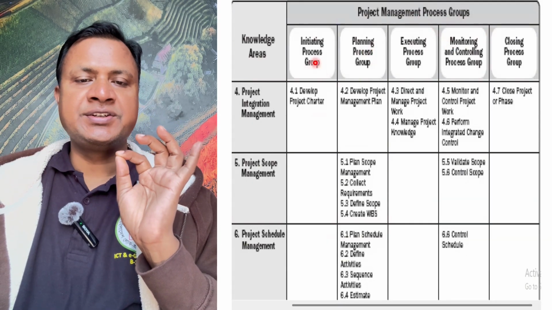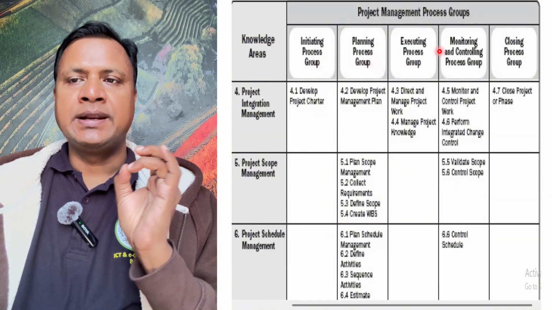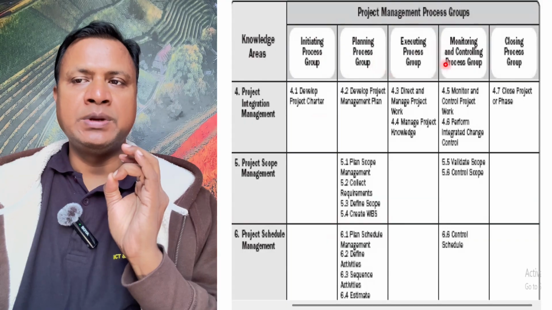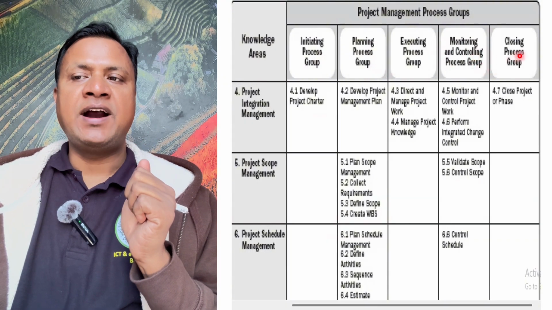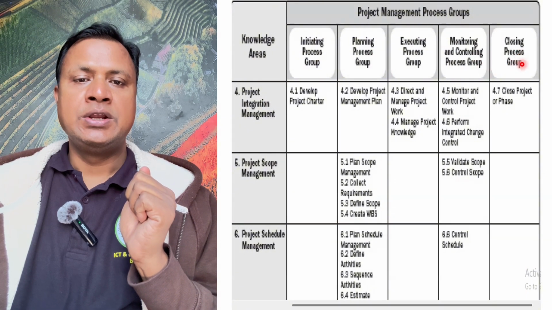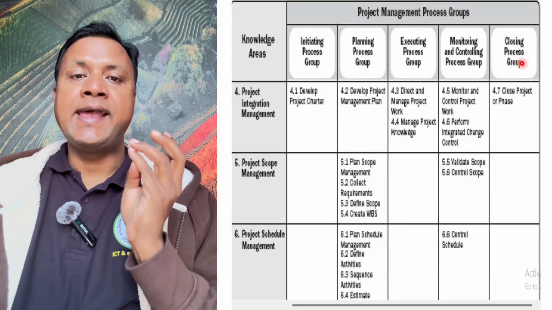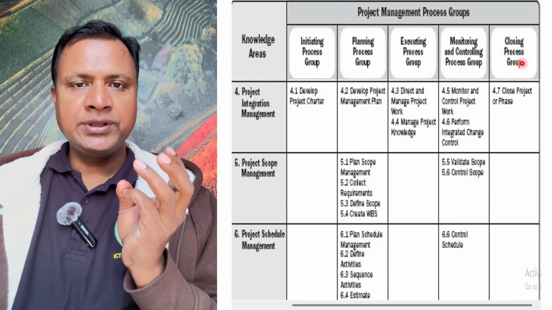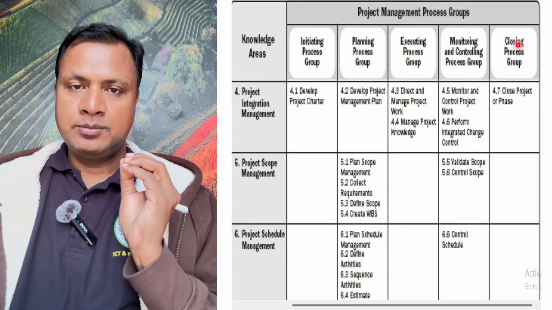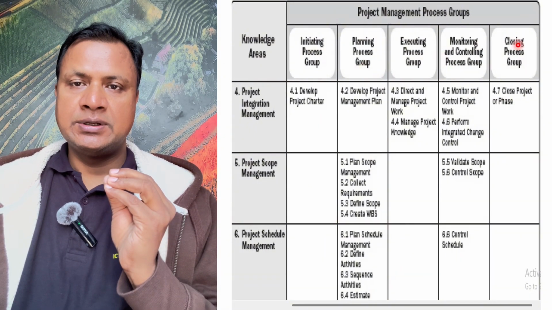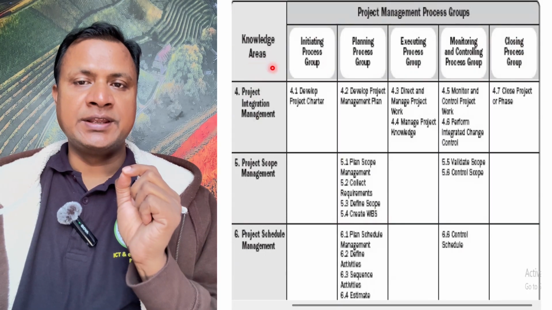Number 1 is the initiating process group. Number 2 is the planning process group. Number 3 is the executing process group. Number 4 is the monitoring and controlling process group. And finally, the closing process group. So it means initiating, planning, executing, monitoring, and closing. These are the 5 phases of the project management process. So how are they connected to the project knowledge areas?